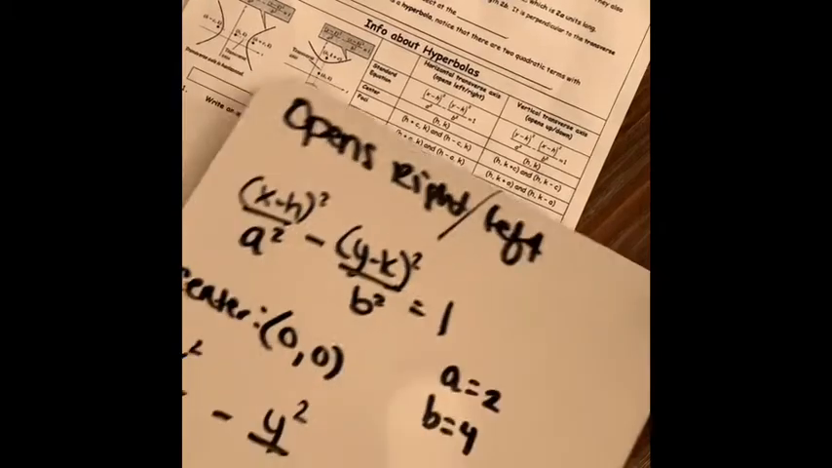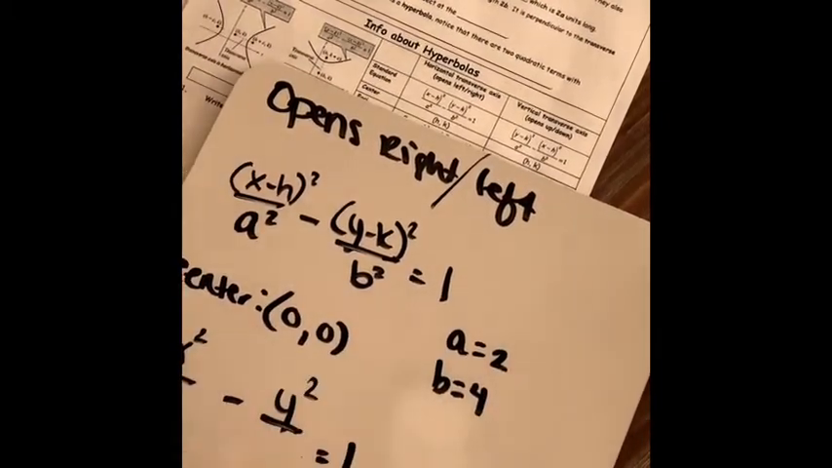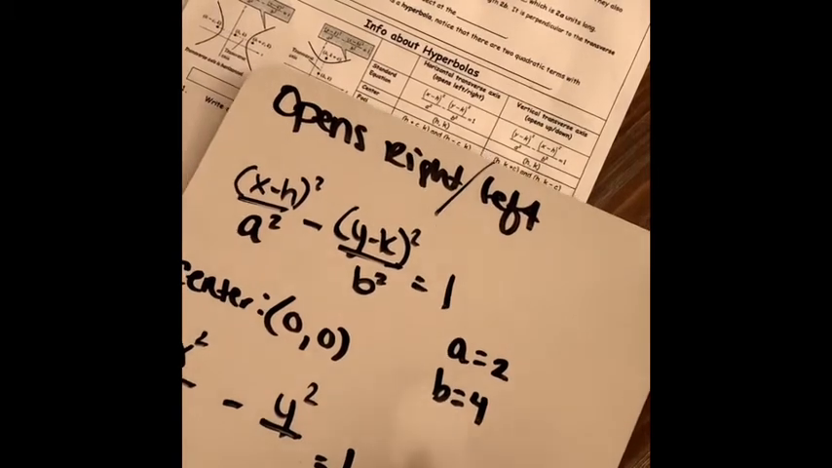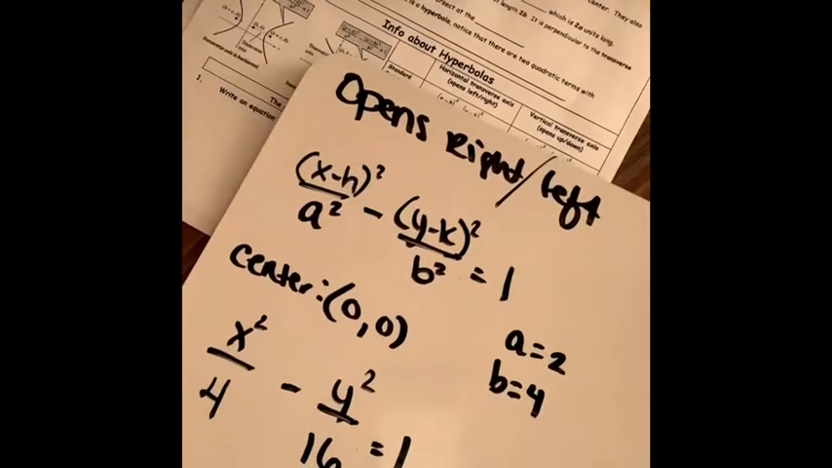So when you plug that into your actual equation, we know a squared is coming first. So 2 squared is 4 and then 4 squared is 16. And that would be the equation of the very first one. So that was the equation of that first graph.